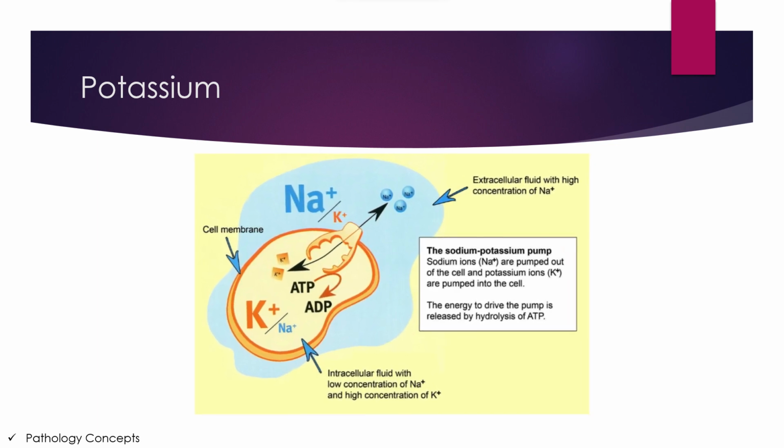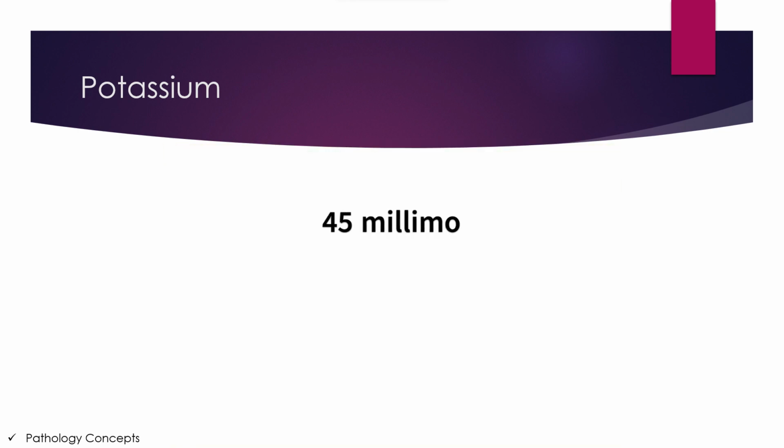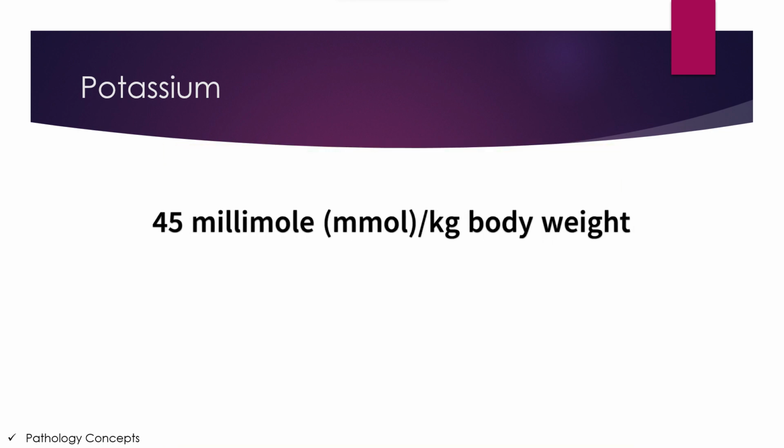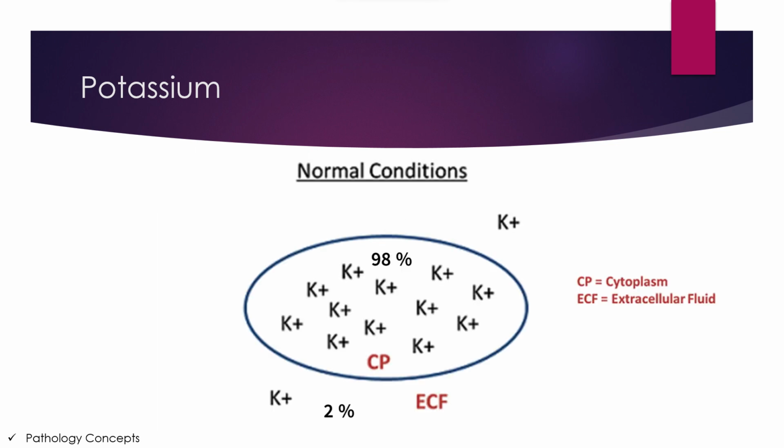Potassium is the most abundant intracellular cation. The amount of potassium in the adult body is about 45 millimole per kg body weight. It is about 120 gram for a 70 kg adult. 98% of the potassium is found intracellularly and 2% is found in extracellular fluid.